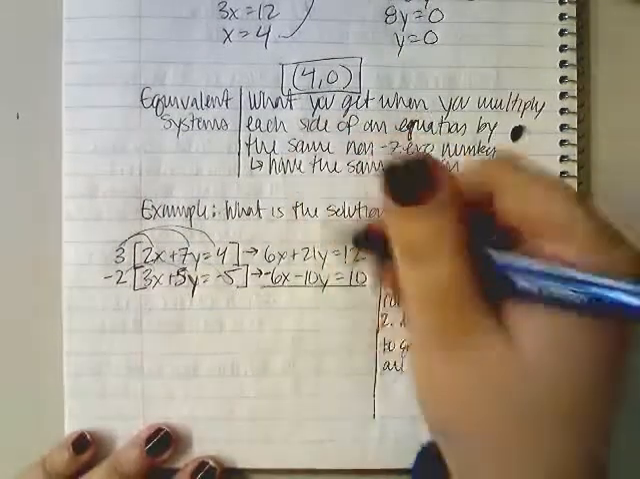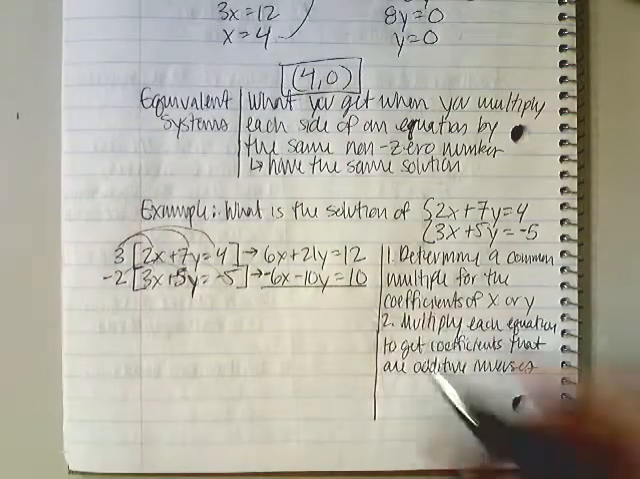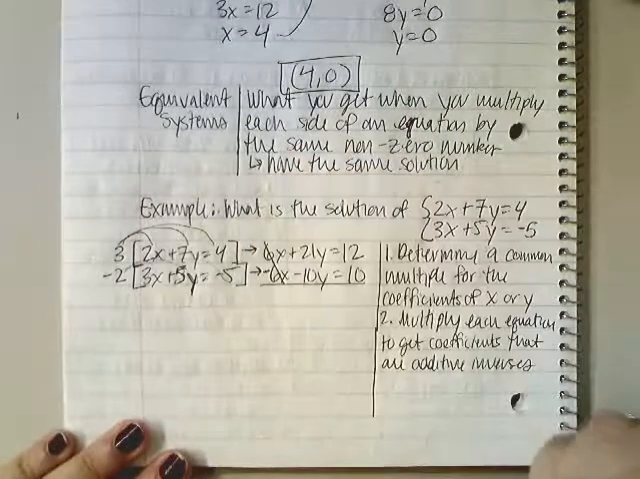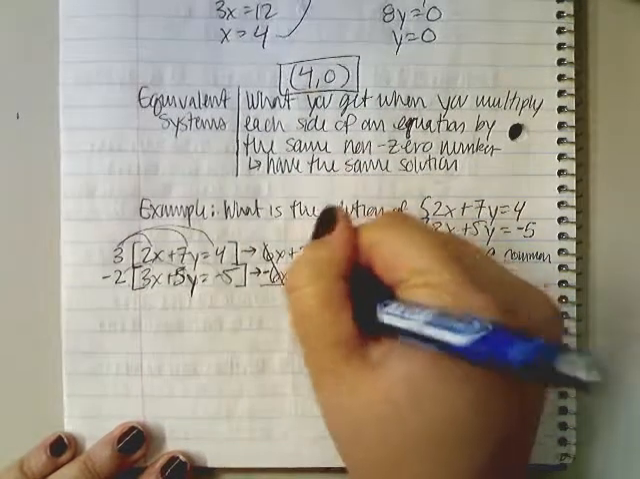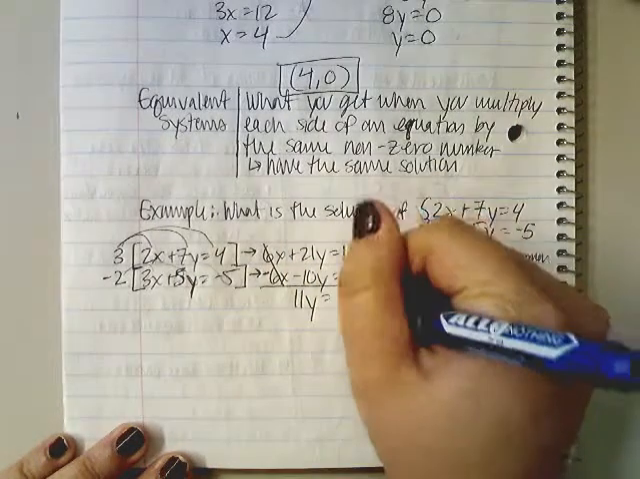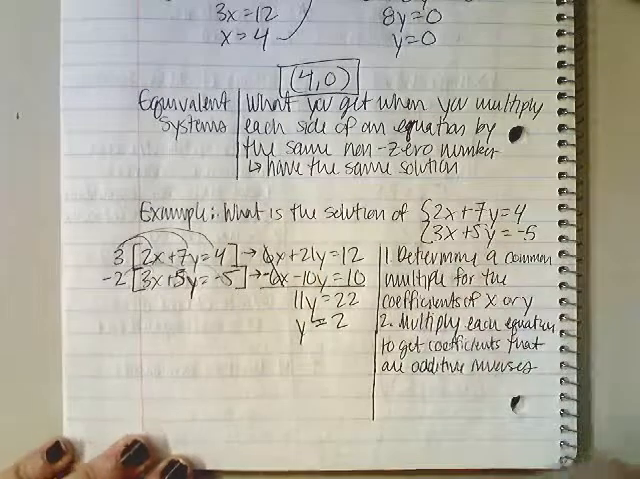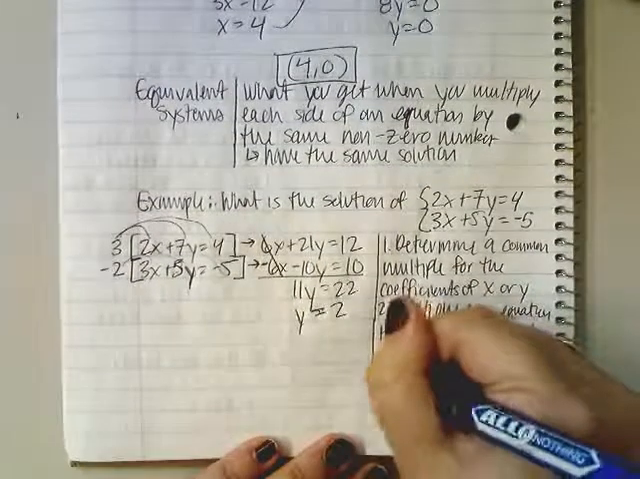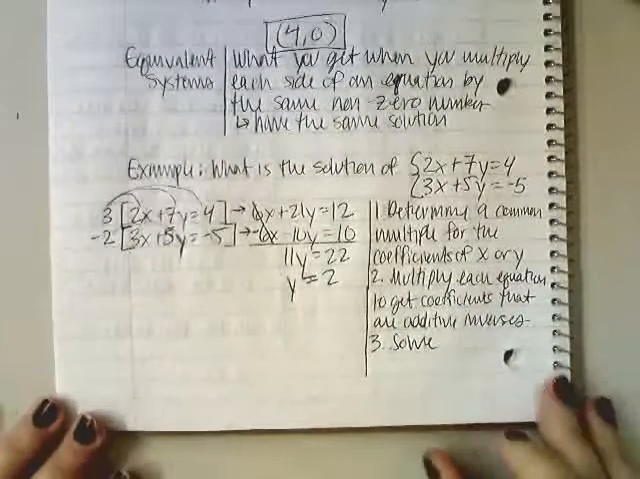So I'm going to now add straight down, and now we're just doing a process like we just did with our other elimination. So these cancel out, and I'm left with 21 plus -10, which is 11y equals 12 plus 10 is 22. So y is equal to 2. So now I'm just solving just like we did previously.